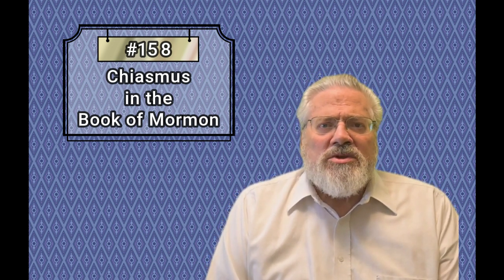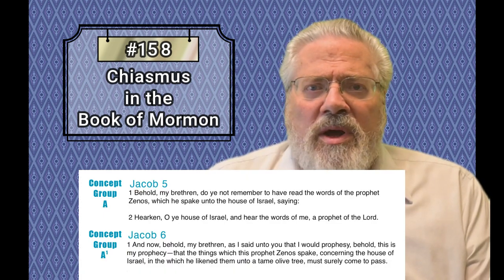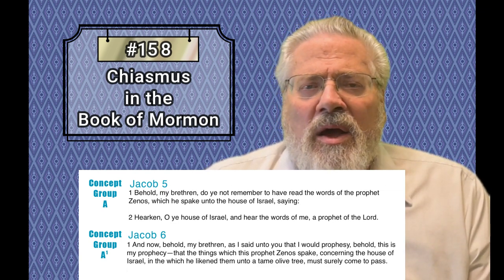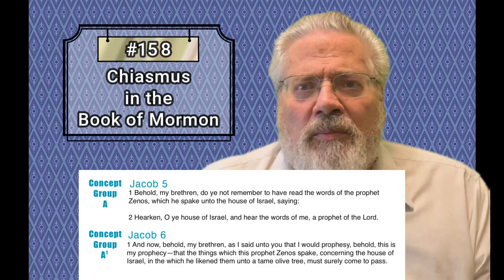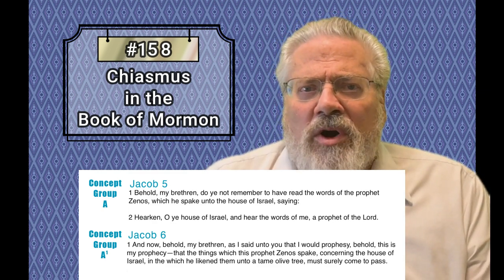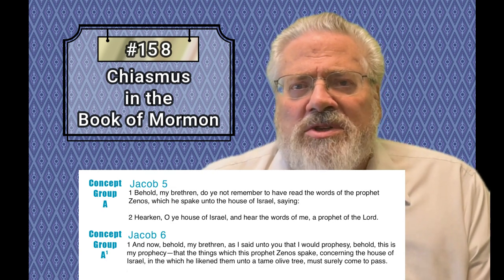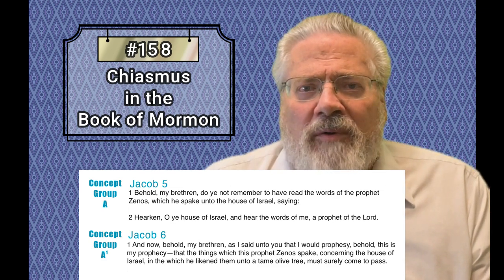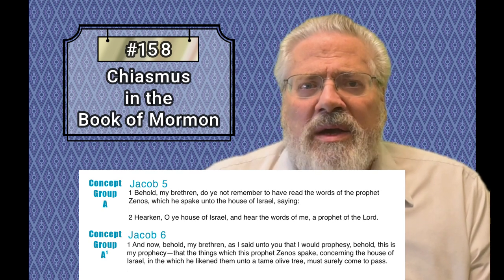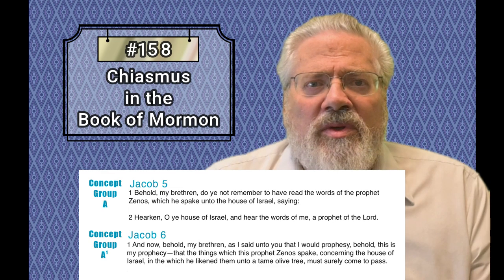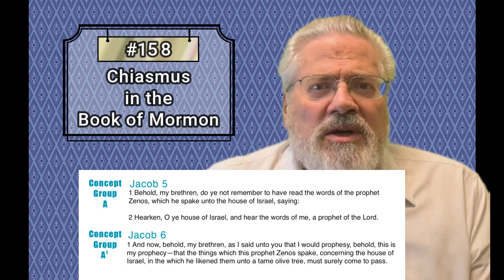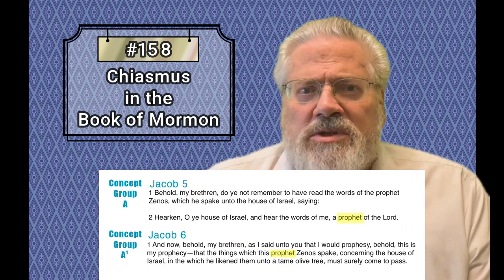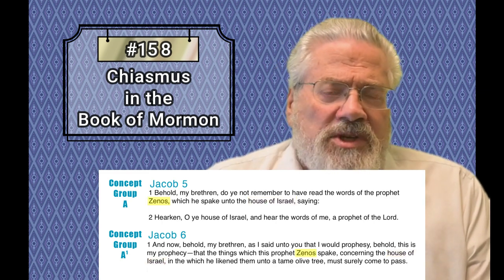The first verse reads as follows: "Behold, my brethren, do ye not remember to have read the words of the prophet Zenos, which he spake unto the house of Israel, saying, Hearken, O ye house of Israel, and hear the words of me, a prophet of the Lord." Now, compare that verse with its companion verse, 78 verses later: "Behold, my brethren, as I said unto you that I would prophesy, behold, this is my prophecy, that the things which this prophet Zenos spake concerning the house of Israel, in which he likened them unto the tame olive tree, must surely come to pass." Now, notice that each verse contains 4 matching parallels: brethren, prophets, house of Israel, and the prophet Zenos.